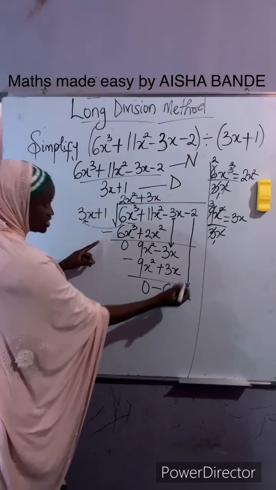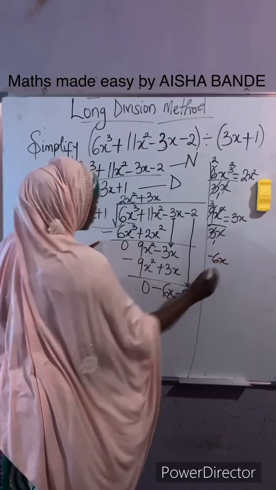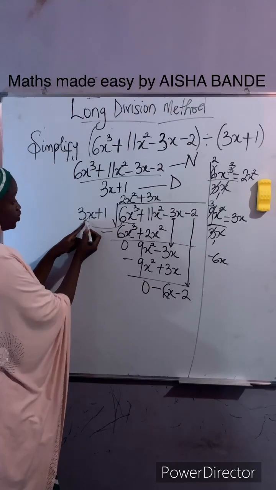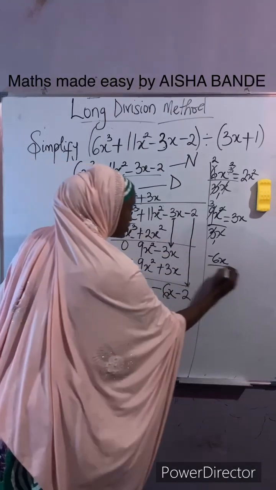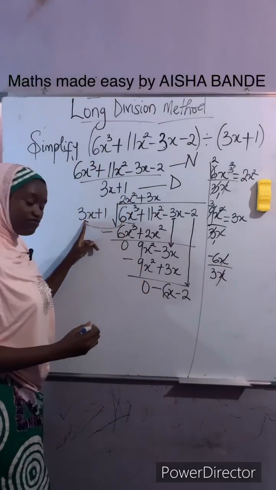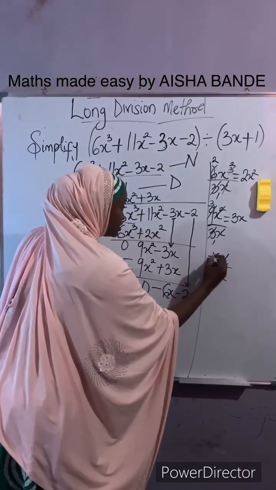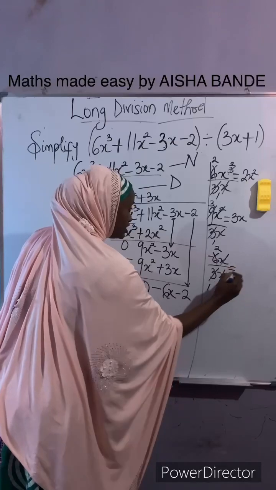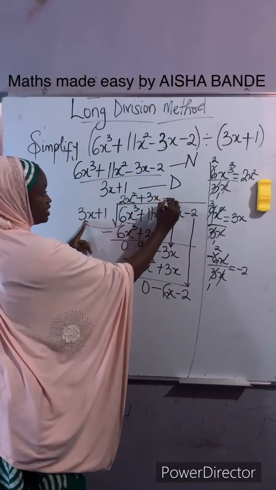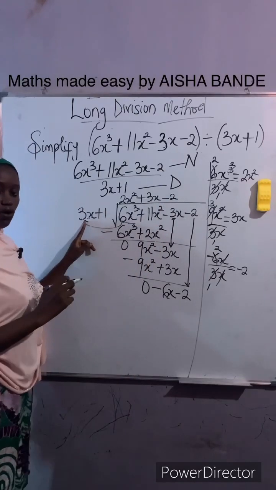So now we say minus 6x divided by 3x, okay? That's what we did initially. So we repeat, divided by 3x. X cancel x. 3 here 1, 3 here 2. So we have minus 2 because there's a minus sign there, okay? So here we have minus 2.